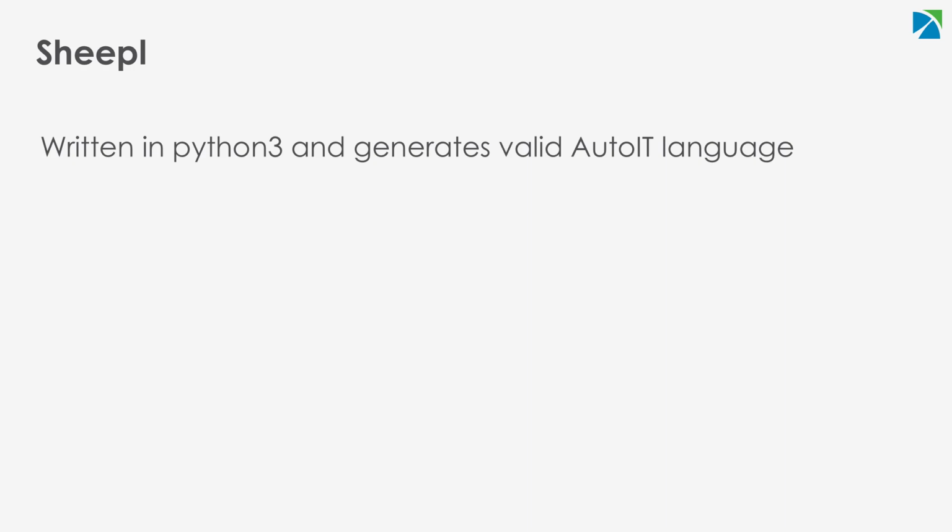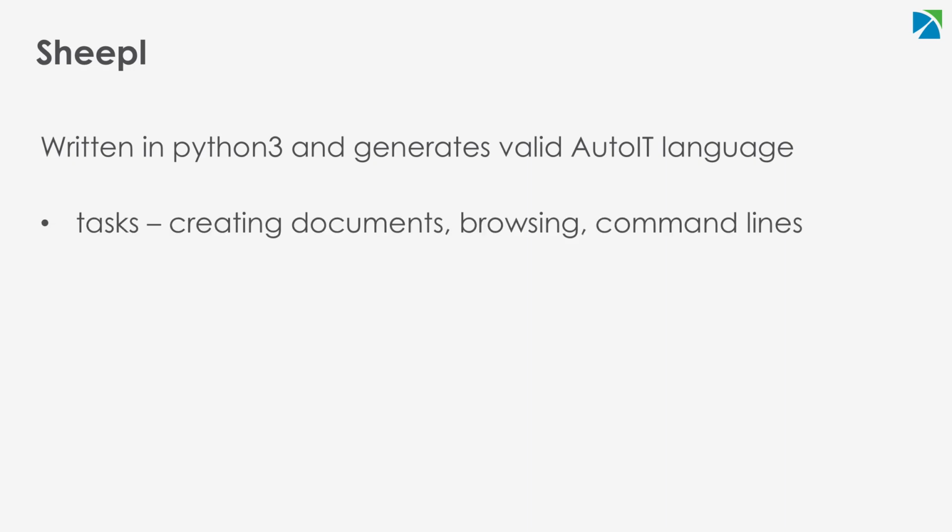So Sheepl is written in Python 3 and it generates valid AutoIt language. And when I started thinking about what it is to be a user, I wanted to give them tasks that they would complete, things that we would expect to happen on a network, because a network is not just a connection of boxes that have no relationship. A network is generally a hive of activity, and that comes from the interaction between users. So Sheepl can create Word documents and save them in locations. They can interface with command line environments like CMD and PowerShell, and they can also browse internal structures using IE. You give them an amount of time to complete these tasks, and this can be anything from minutes to hours to days. And that's important.